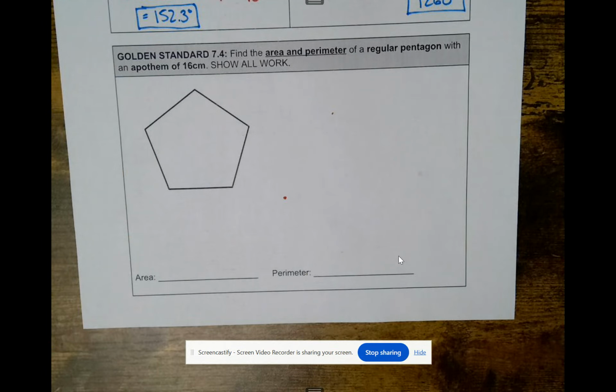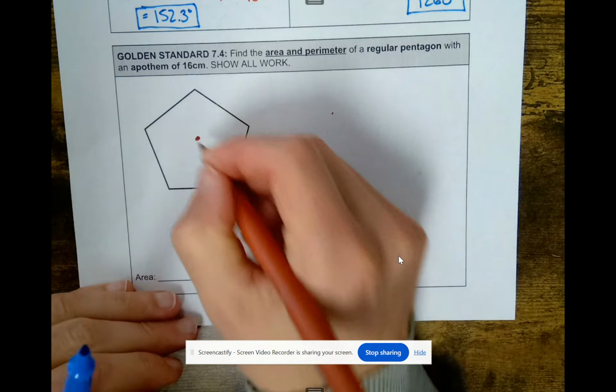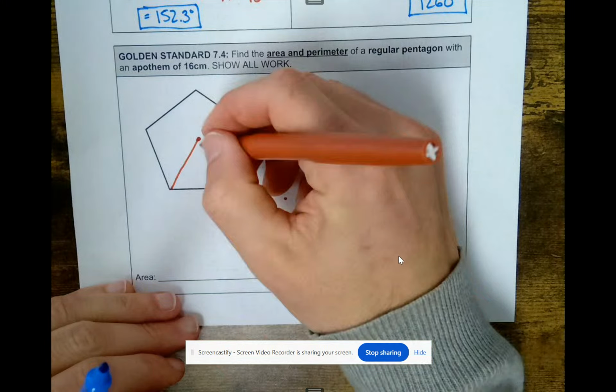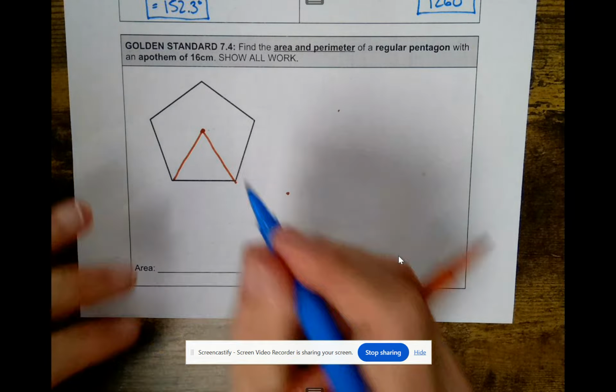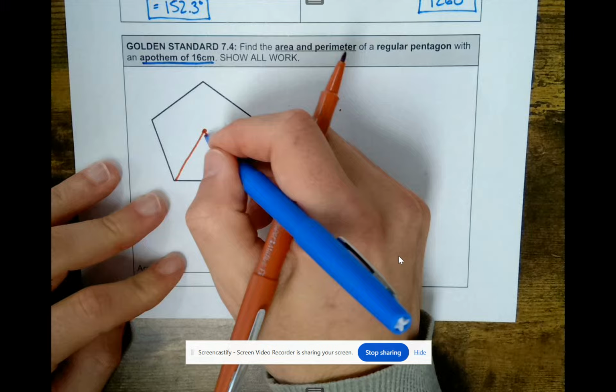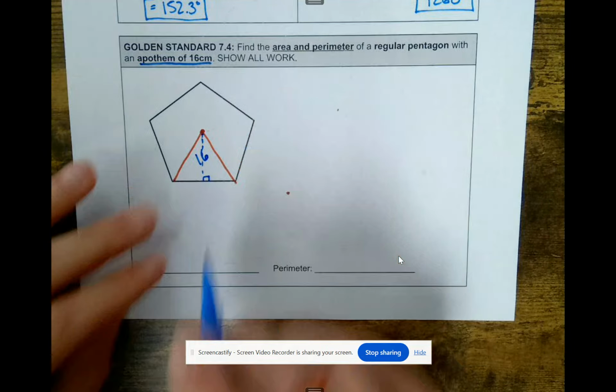Find the area and perimeter of a regular pentagon with an apothem of 16 centimeters. So first step, what do we know about this pentagon? Let's start in the center, cut it up, and draw a triangle right there. Now, what do we know? The apothem is 16 centimeters. So that's this distance right here. That distance is 16 centimeters.